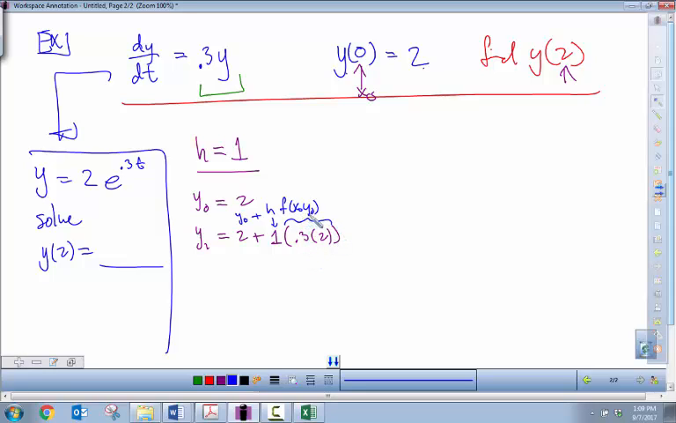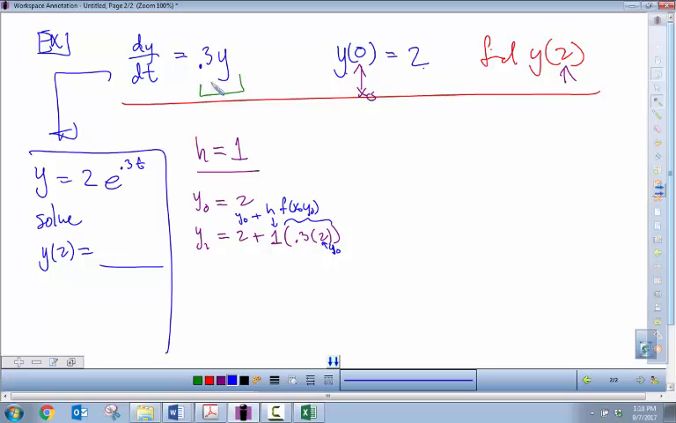So in your f of x naught, y naught, we're going to put y naught wherever we see a y, and we're going to put x naught, which was 0, wherever there's an x, right? But our derivative didn't have an x, so we're really just putting y naught. Does this make sense? I got some nodding.